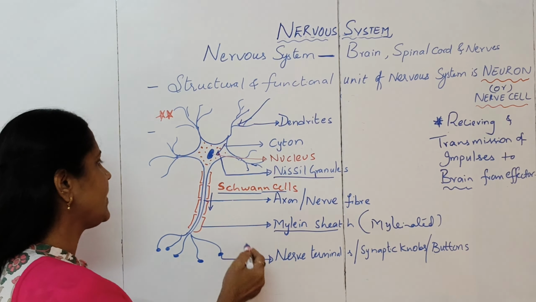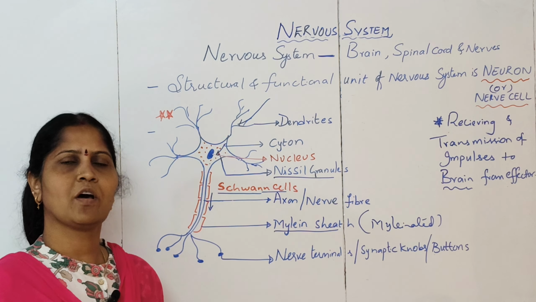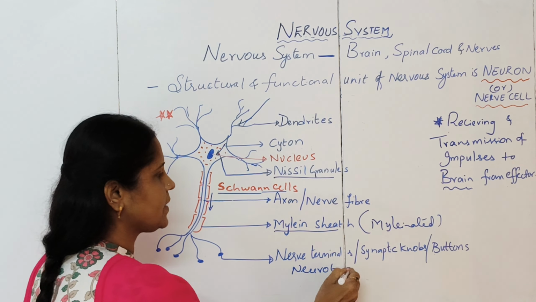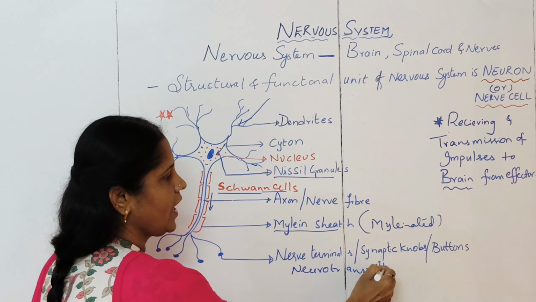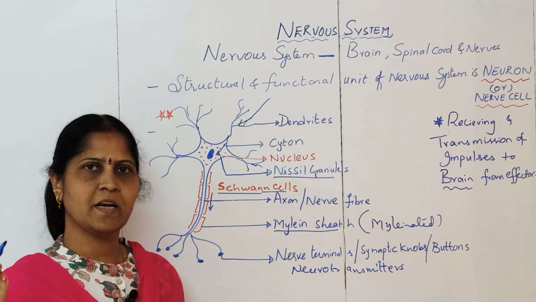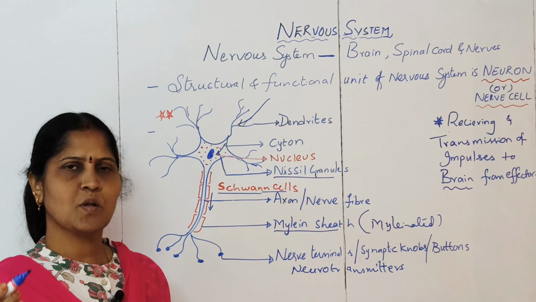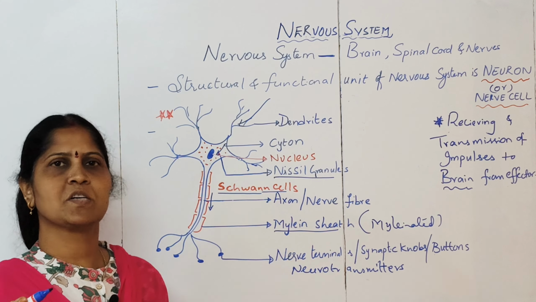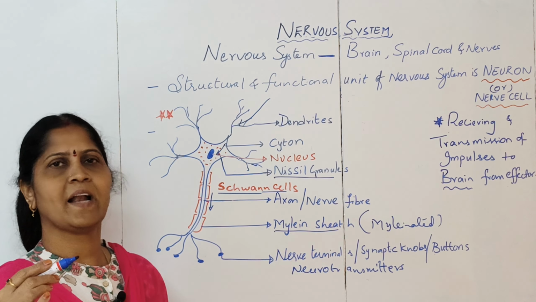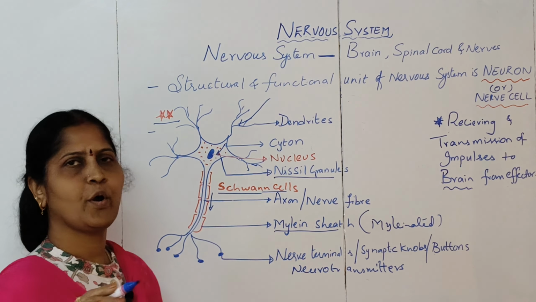And then we have the nerve terminals or synaptic knobs. They generate what are called neurotransmitters. They produce neurotransmitters upon receiving the signals. These neurotransmitters are chemicals that will be transmitted to the next neuron so that the signal will be carried to the brain. So like this, the neuron is the structural and functional unit of the nervous system, and it plays a very important role in conduction of impulses. And this is very, very important from the examination point of view.